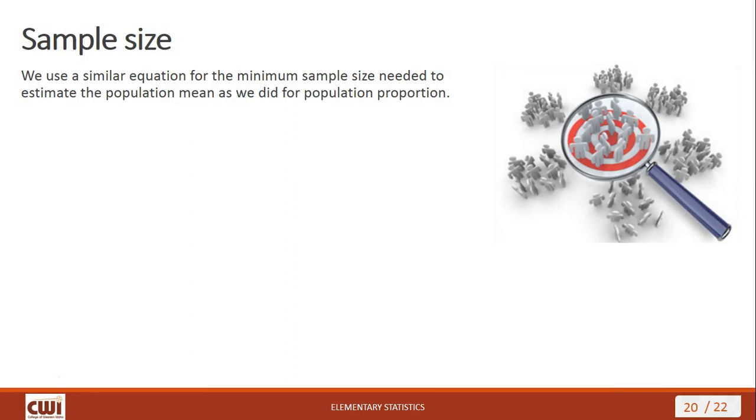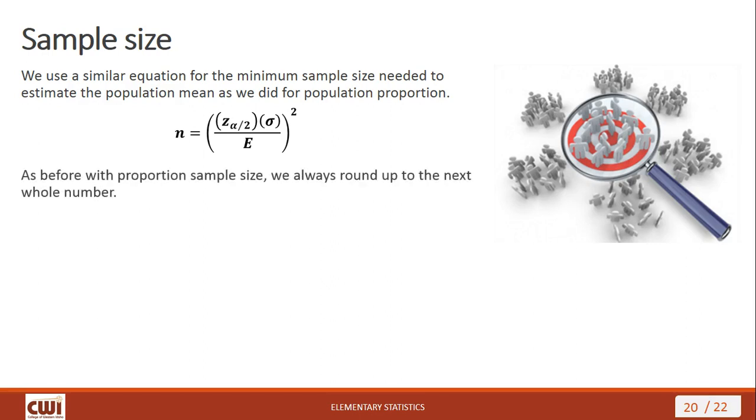Let's talk about calculating sample size. We had a similar conversation about this when we were talking about estimating confidence intervals for population proportions. Now let's do the same thing for population means. Here's our sample size equation. Notice it's slightly different from the one that we were using for sample size for proportions. That's to be expected since the mean and the proportion are two different values. But this is the equation that we're going to use to calculate our minimum sample size.